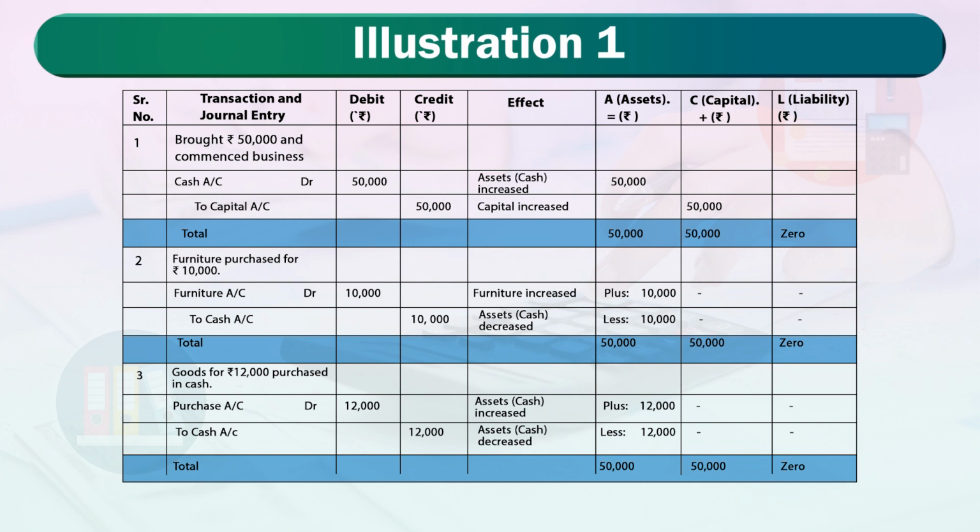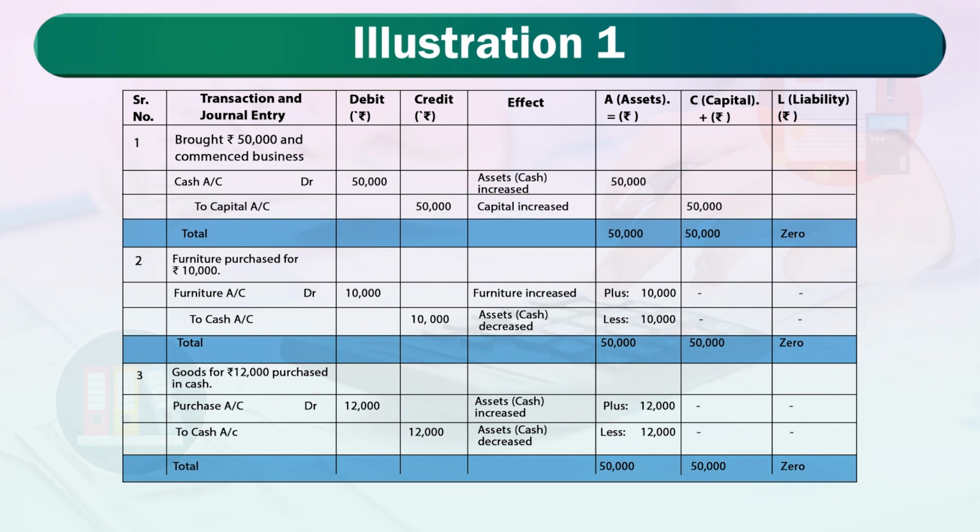Furniture is an asset. So, furniture is increased. So, we are adding 10,000 in the assets and then again cash is going out of the business. So, we are deducting 10,000 from the assets. So, 50,000 plus 10,000 makes 60,000 and again we are deducting 10,000 of cash, that is 50,000 again. So, total of asset equals to capital plus liability remains same as it is 50,000 equals to 50,000.